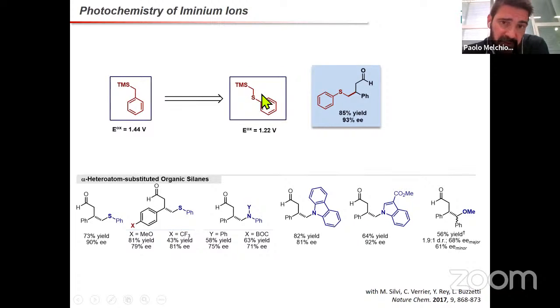We extended this chemistry to other types of radical precursors, for example, organic silanes bearing a heteroatom in the alpha position, such as a sulfur, a nitrogen, or an oxygen, and you can introduce this scaffold at the beta position of cinnamaldehyde with high stereo control.